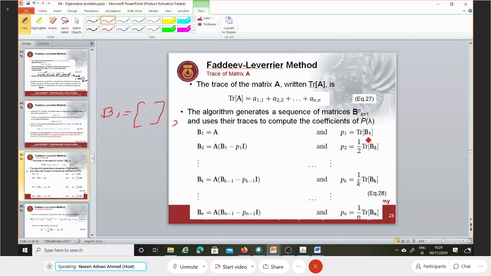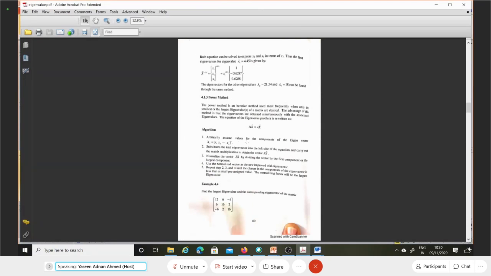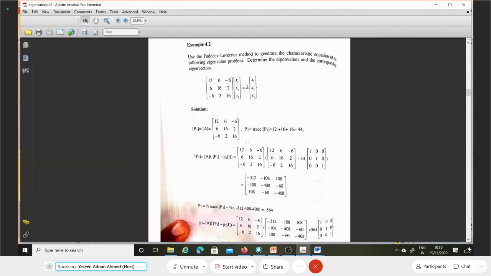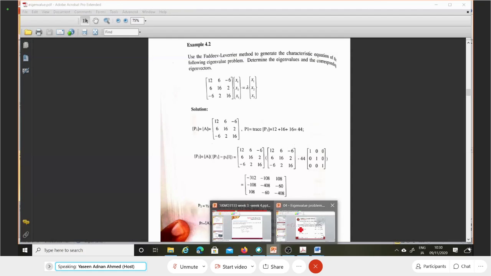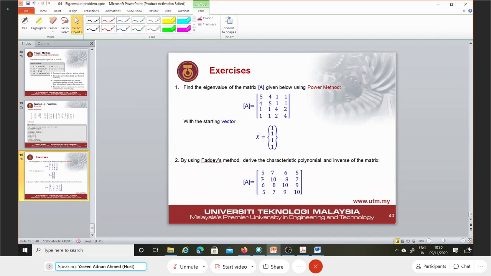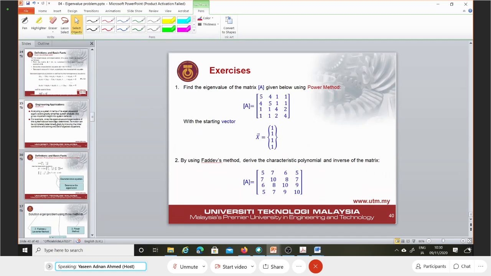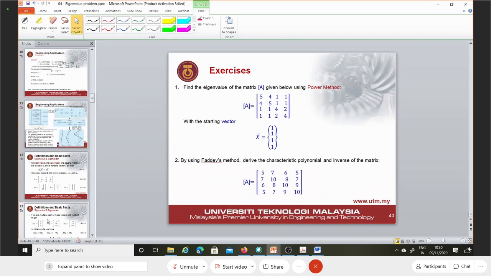P1 will be the trace of B1. So trace of B1 means what? So I refer to the problem here in the book. So in this case, P1, or you can write B1, it is up to you. So B1 is equal to A, and the trace, small p1, is the trace of B1. Trace of B1 means you have to add the diagonal values. You have to add the diagonal values. That will be your small p1. So in this case, the values will be 5 plus 10 plus 10 plus 10. It means 35. Your p1 will be 35. Okay, so I hope you already got your p1.